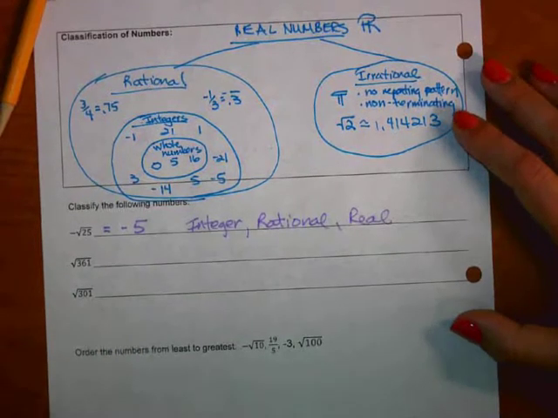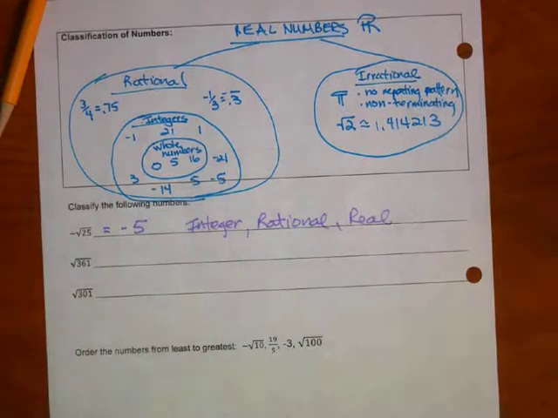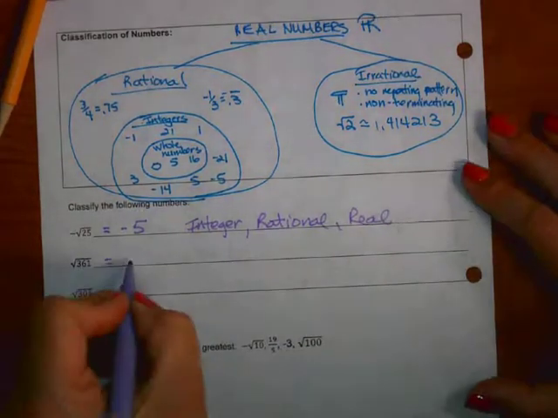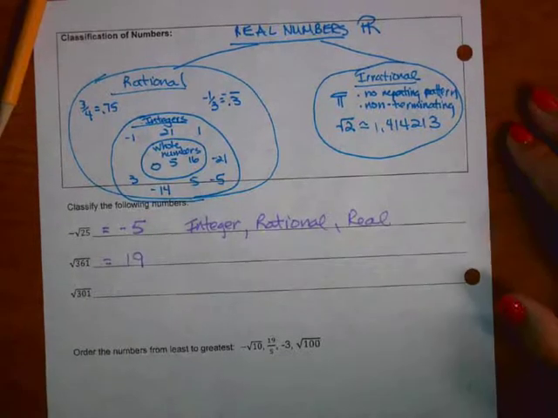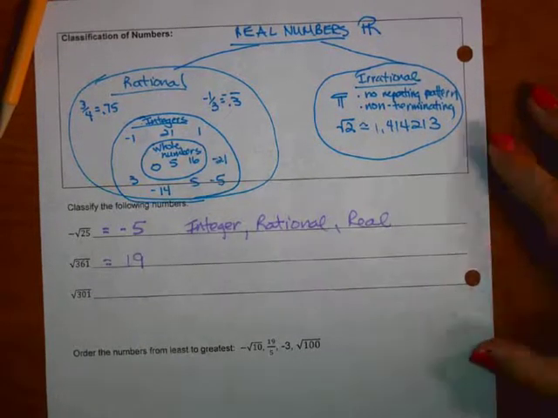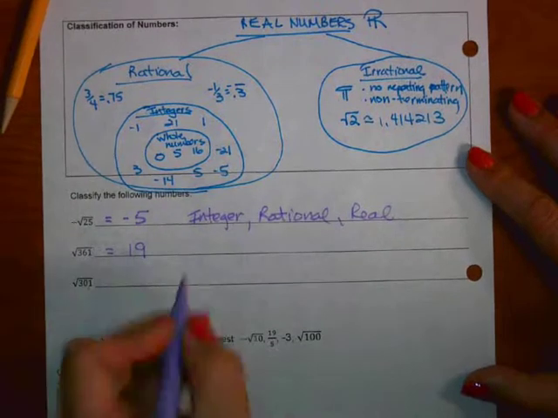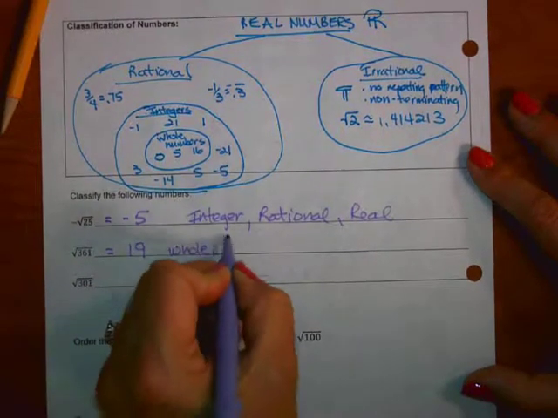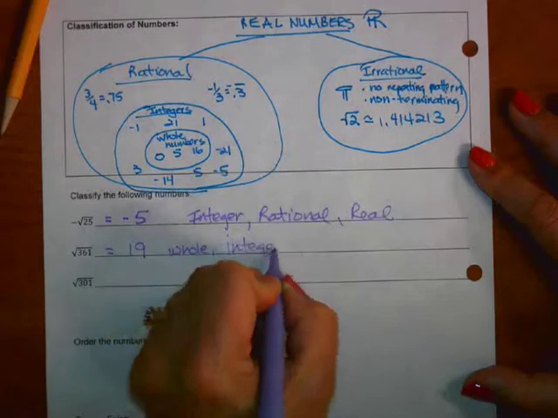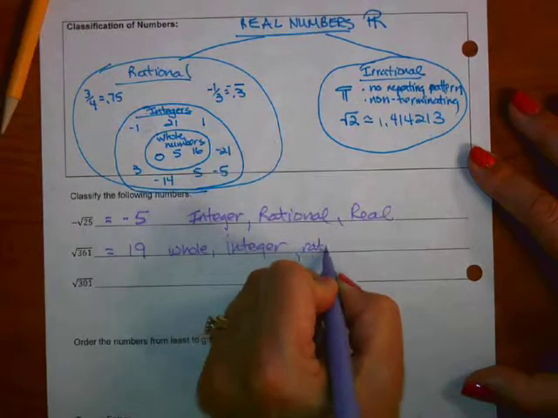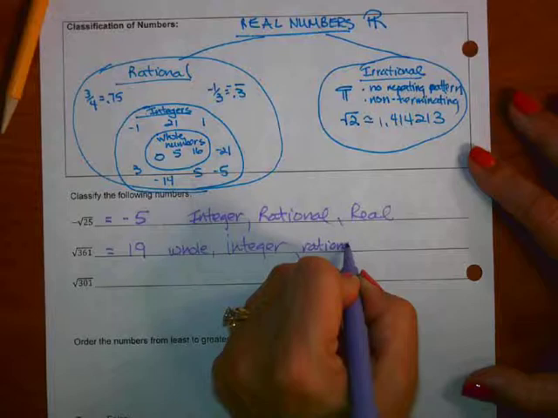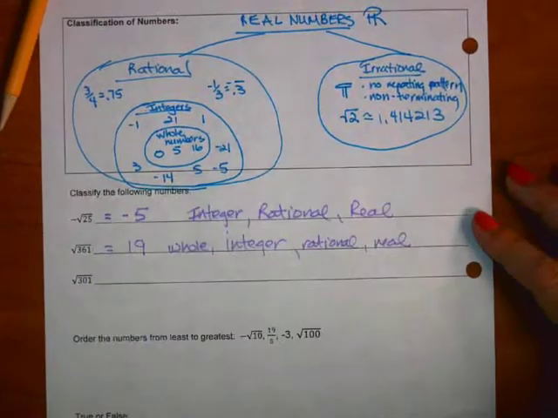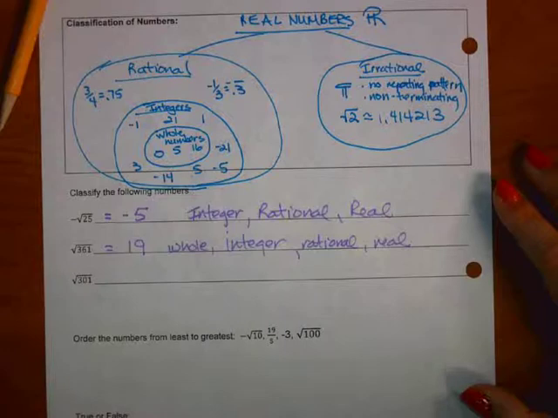Okay? All right, square root of 361. Do that on your calculator. 19. So where does that number fit in? It's a whole number, and it's an integer, and it's a rational number, and it's real. All of those.